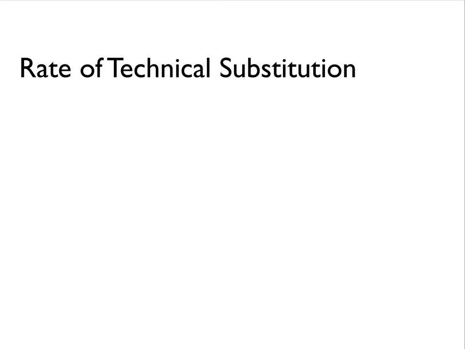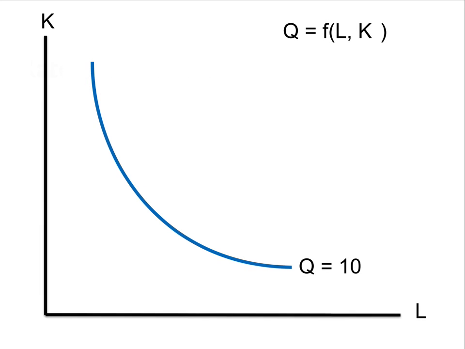Now let's focus on the shape of the isoquant, particularly what the curve tells us about the productivity of the inputs. For instance, what happens to the marginal product of capital as the firm uses more of it?